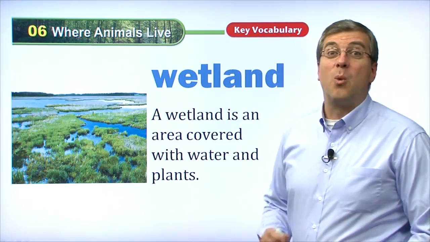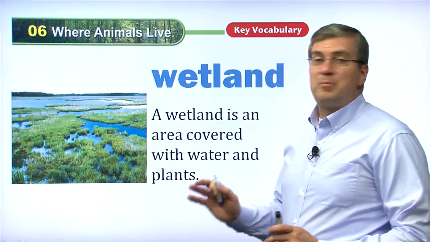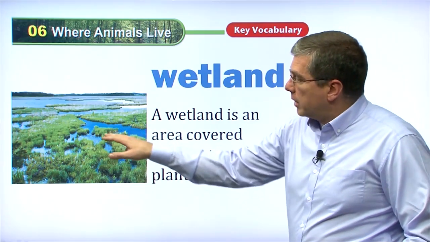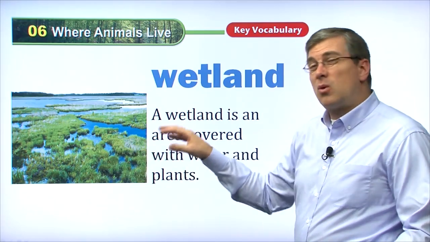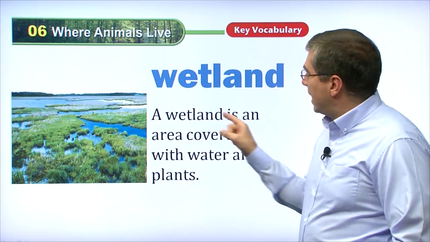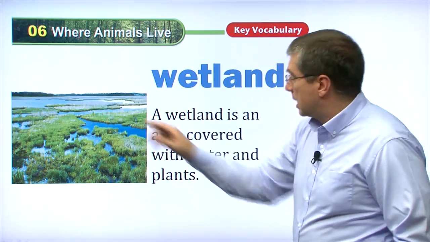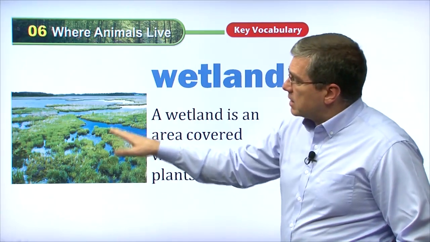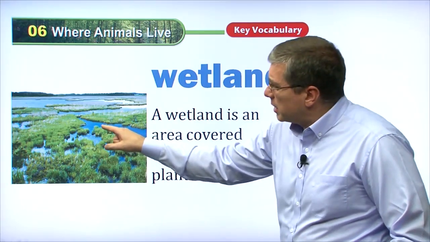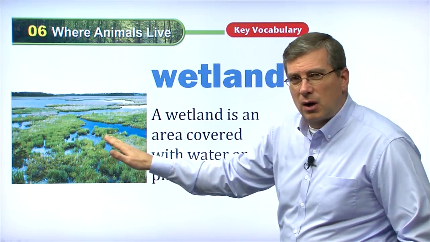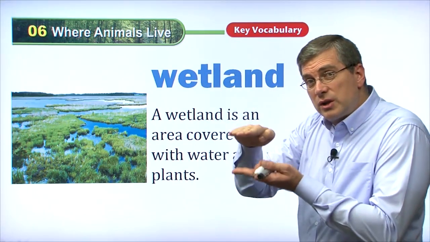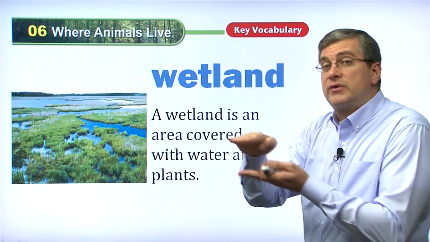Let's move on to a wetland. A wetland is a special type of habitat because it's a mixture of water and plants or a little bit of land. A wetland is an area covered with water and plants. So in a wetland, sure, there's water there, but the land is not too far underneath the water. The water is not very deep. The water is usually shallow in a wetland for most of the wetland.